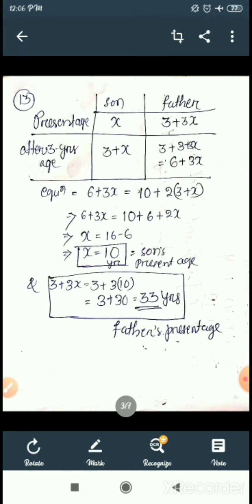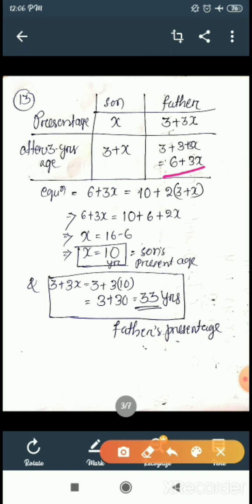Next line is what? 3 years hence, father's age will be 10 years more than twice the age of the son. 3 years after, the father's age is this one, equal to 10 years more than, that means 10 plus twice the age of the son. Twice means 2, age of the son means 3 plus x. Okay, twice the age of the son. Now solve the equation. 6 plus 3x equal to 10 plus 2 times 3 plus x, that is 10 plus 6 plus 2x.